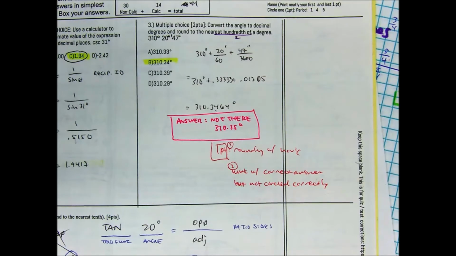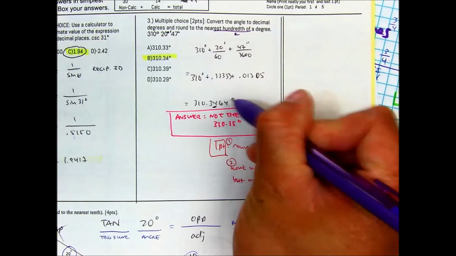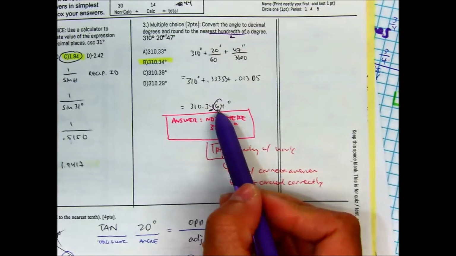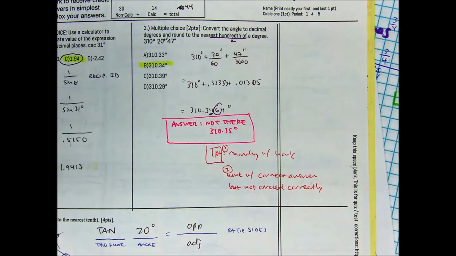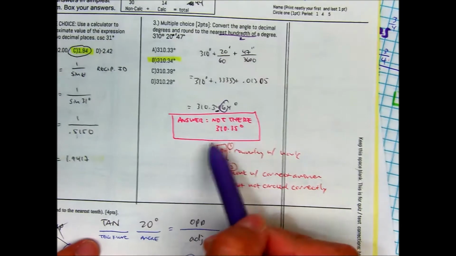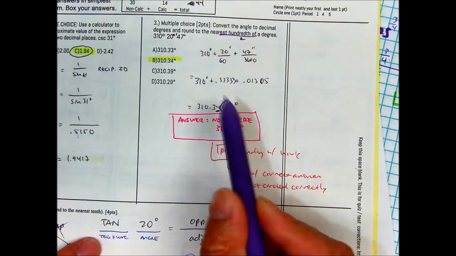And then if you round to the nearest hundredth, which is the second decimal place, you have to look there. That is going to round this number. It's 5 or higher, so this is going to go up to 5. So again, 310.35 degrees is not there.